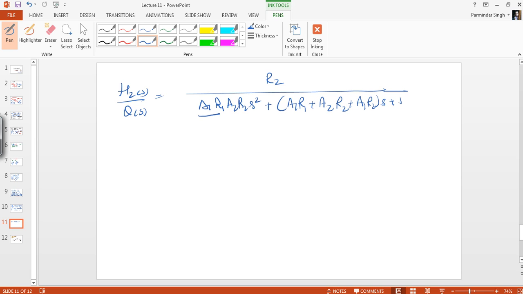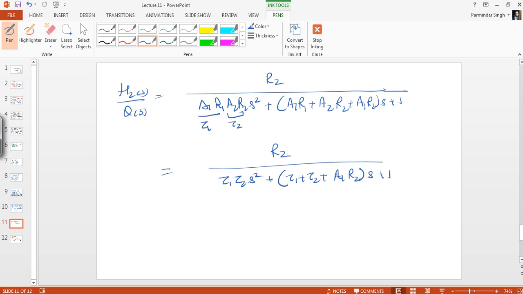Now what is A1 R1? Tau 1. A2 R2 is tau 2. So this term can be written as R2 over tau 1 tau 2 S square plus tau 1 plus tau 2 plus A1 R2 S plus 1. So this is the transfer function for your interacting systems.